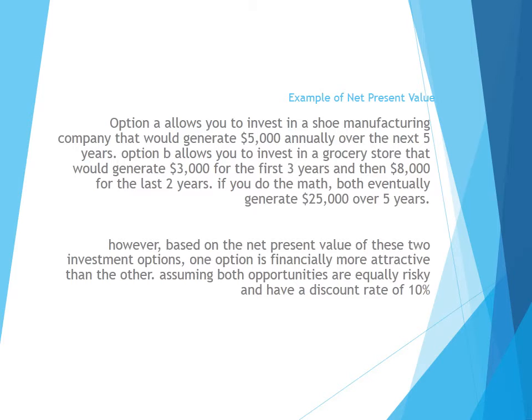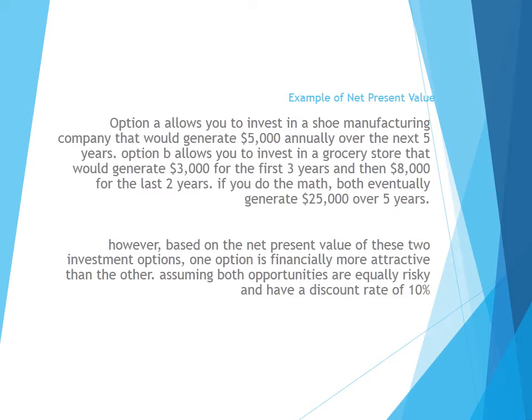So here is an example of the net present value. There are option A and option B for the investment. Option A allows you to invest in a shoes manufacturing company that would generate 5,000 annually over the next 5 years. The 5,000 annually here means the cash flow of the investment in the shoes manufacturing.